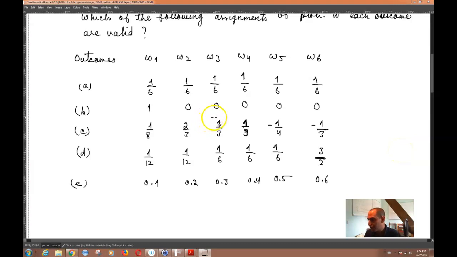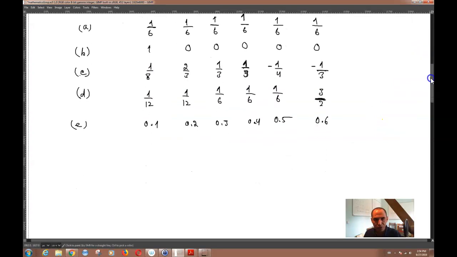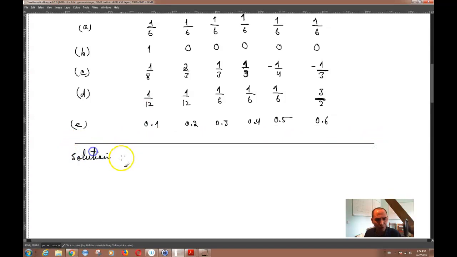So the solution A, condition 1. There seem to be two conditions here, and we're talking about solution A. There is the first condition, condition 1, which is each of the numbers P of omega i is positive and less than 1.